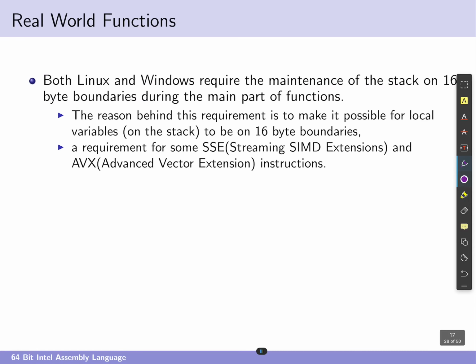Now, the reason as well that this 16-byte alignment is required is that in order for some of the subsequent instructions to actually execute correctly, some of the SIMD instructions, they require the data that they're going to use to actually be on a 16-byte boundary. So that's where it comes from. So as I mentioned, this is related specifically to the SIMD instructions.